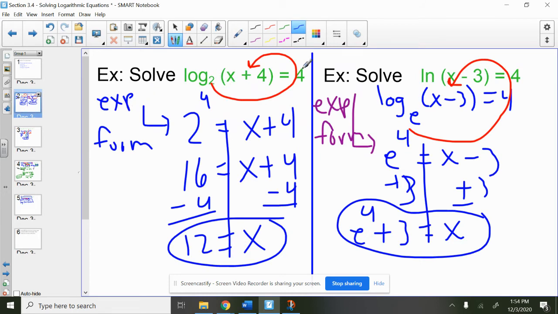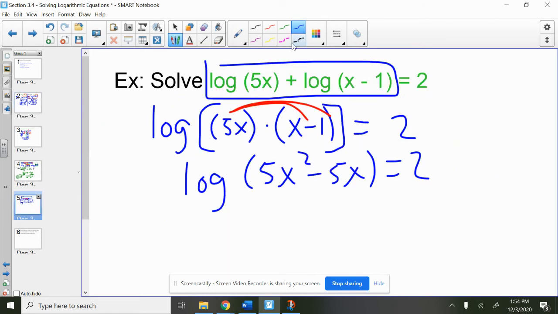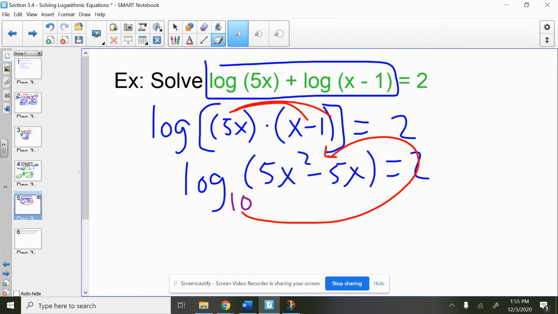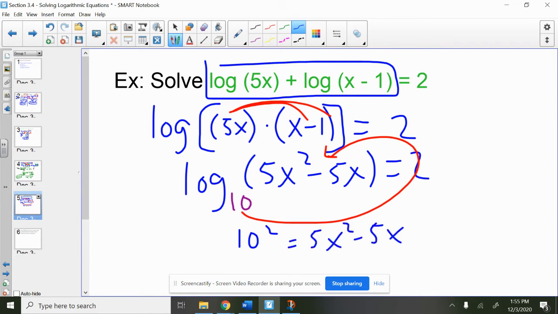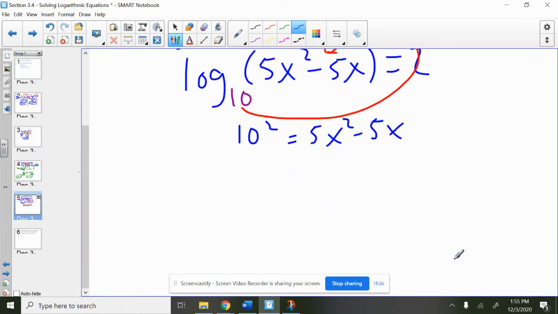Now that I've done that, I have a log equal a number. So we put that one in exponential form. I'm going to do the same thing. Now, there's no base. We call this a common logarithm. What's the base of a common logarithm? That's a 10. So I need to take that 10 to the second equal that. So I would have 10 to the second power equals 5x squared minus 5x. And we also know that that's simply just 100, because 10 times 10.